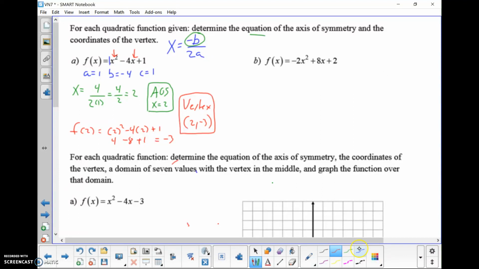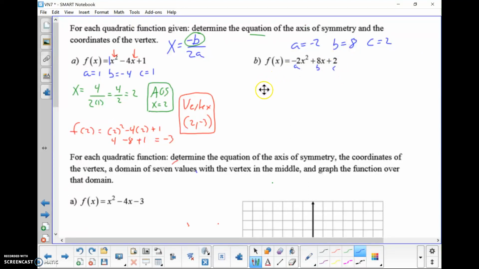Okay, let's look at another example. -2x squared plus 8x plus 2. Again, my a here this time is -2, and my b is 8. My c would be 2. Again, c is not involved, but a, b, c.